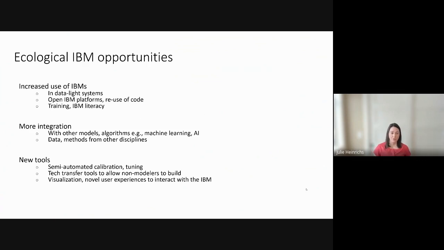And there's a lot of room for new tools that make tuning and calibration, verification, and evaluation of models a lot more streamlined and able to use the bigger data that are now available to us. Tech transfer tools, visualization, and novel user experiences could be a real asset to having non-modelers really understand these kinds of model systems and gain confidence in using them for real-world applications.